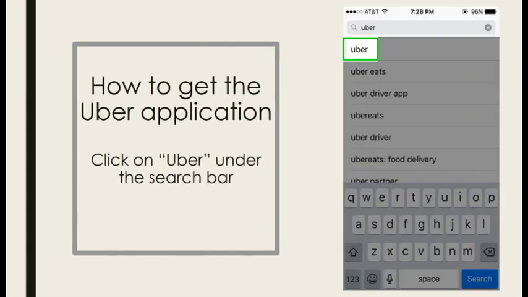So now at the top of your screen there's a search bar. You can go ahead and click into the search bar and your keyboard will pop up, and then you can type in Uber just like we have spelled here on our screen. Once you've done that, you can select Uber right below here. We have it in a green box that you can follow along with. Go ahead and click that.